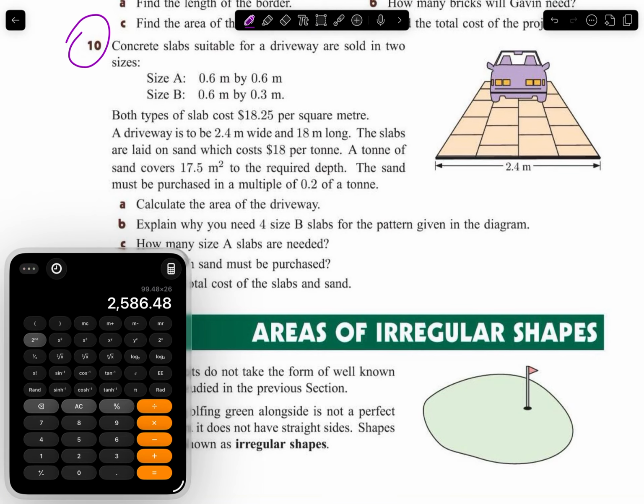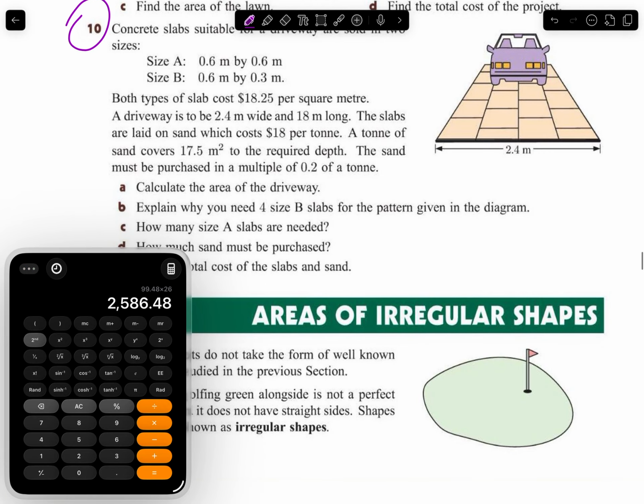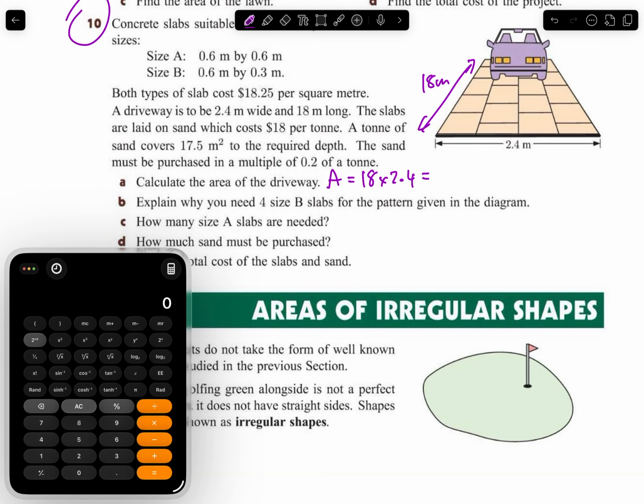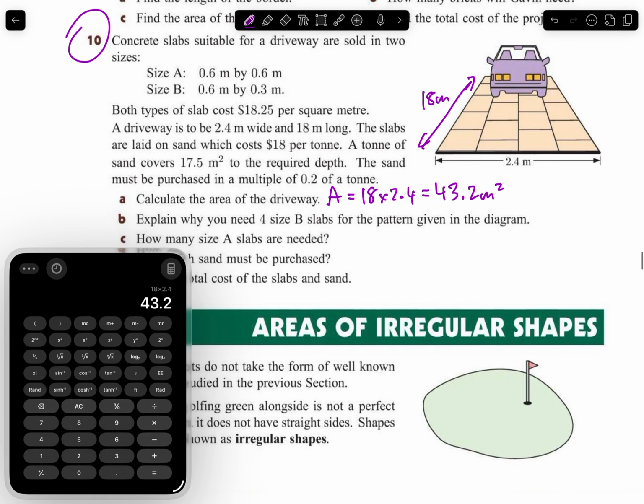Concrete slabs suitable for a driveway are sold in 2 sizes. The driveway is meant to be 18 meters long. The slabs are laid on sand, which costs $18 per ton. A ton of sand covers 17.5 square meters to the required depth. Sand might be purchased in multiples of 0.2. Calculate the area of the driveway. It's a rectangle. 18 times 2.4 equals 43.2 square meters.